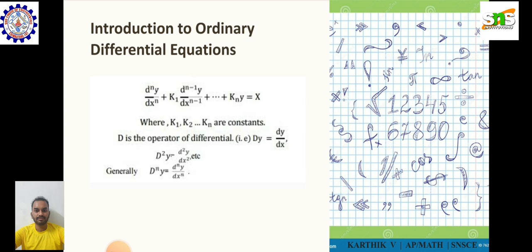The general form of an ODE is d^n y/dx^n + k1 d^(n-1) y/dx^(n-1) + ... + kn y = x, where k1, k2, ..., kn are constants. D is the operator, that is, capital D y = dy/dx, the differentiation of y with respect to x. D square y = d square y/dx square, that is, the second derivative of y with respect to x. Generally, D^n y = d^n y/dx^n.